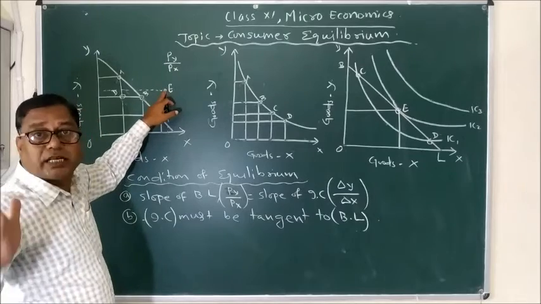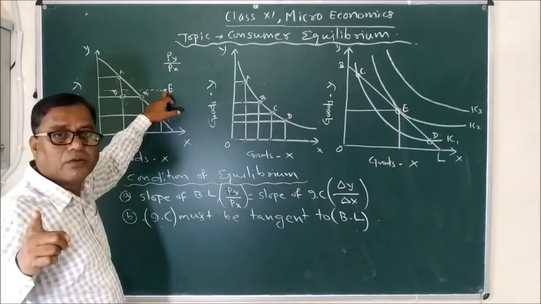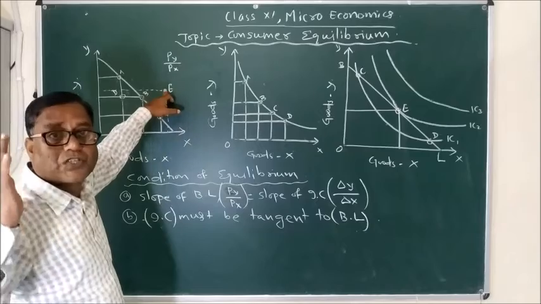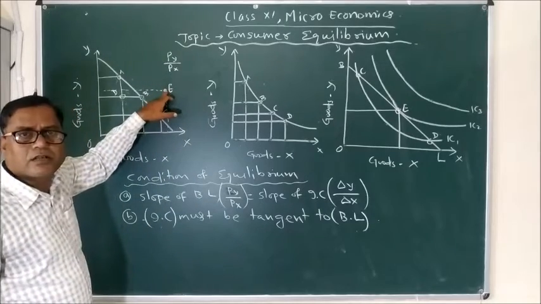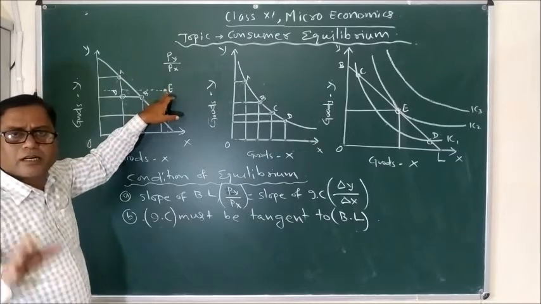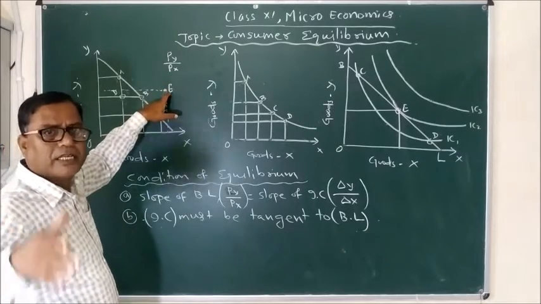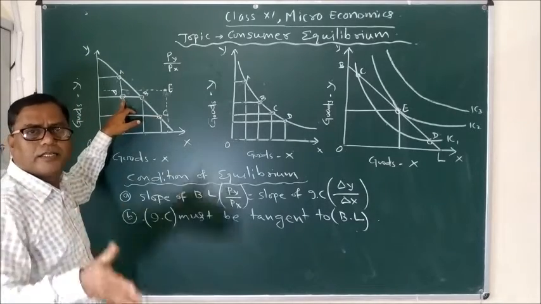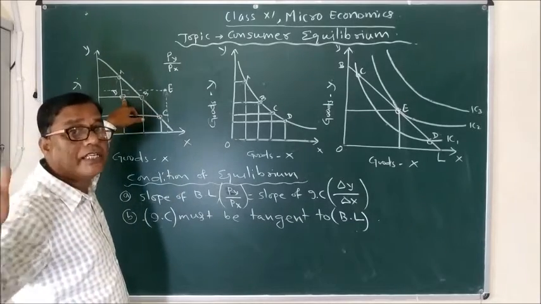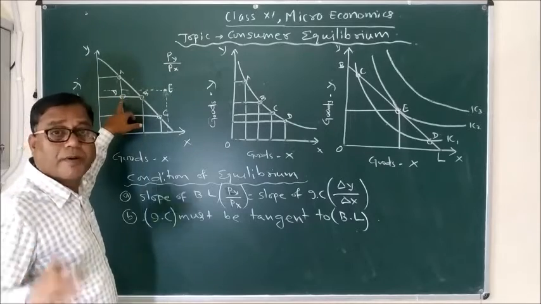So this is called budget constraint. Once again I repeat the phrase, budget constraint. Constraint means limitation. So point E is budget constraint. This combination cannot be purchased by our consumer because he has less resources. Point D is under utilization of his resources. He is not spending all his disposable income on the purchase of X and Y.